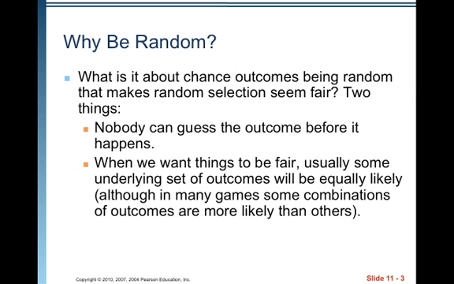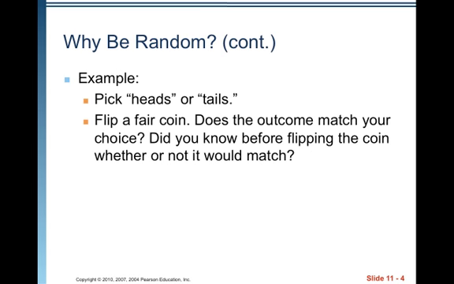Why be random? What is it about chance outcomes being random that makes random selection seem fair? Two things. Nobody can guess the outcome before it happens, and when we want things to be fair, usually some underlying set of outcomes will be equally likely, although in many games, some combinations of outcomes are more likely than others. For example, pick heads or tails, flip a fair coin. Does the outcome match your choice?